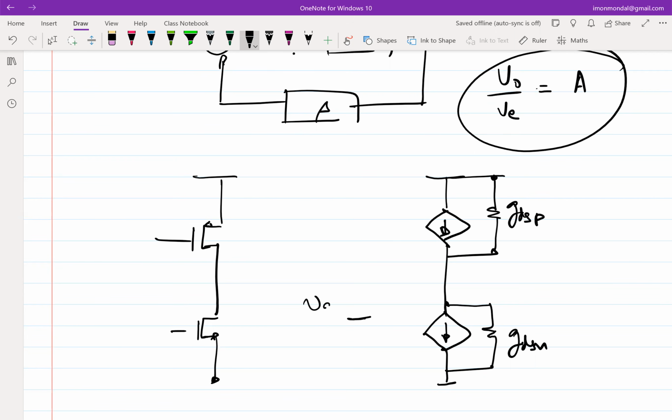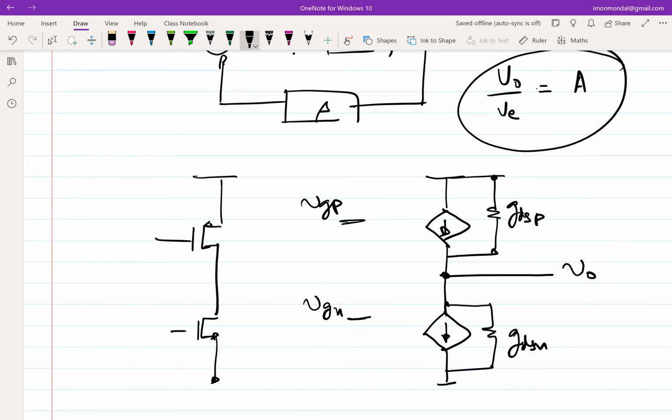This is VGN, this is VGP. I am taking my output from here, V0. Okay, so if we apply the incremental input at VGN, we saw what we get. But from the small signal perspective, is there any difference between applying the input at VGN and applying the input at VGP? Is there any difference purely from the small signal perspective?